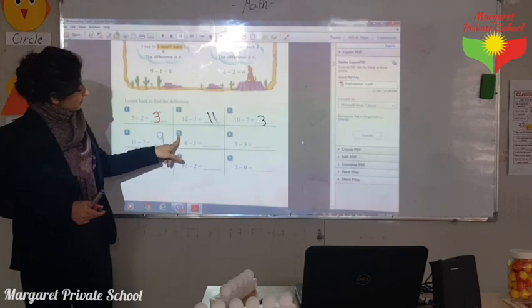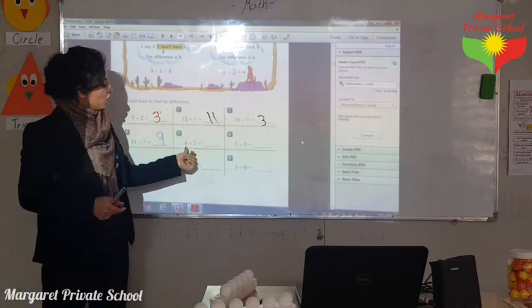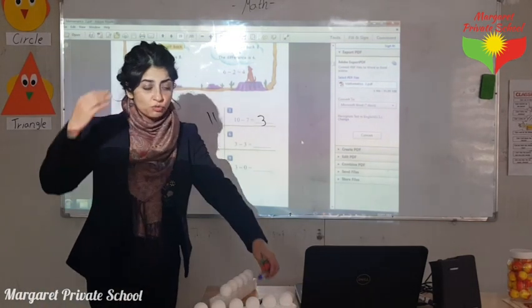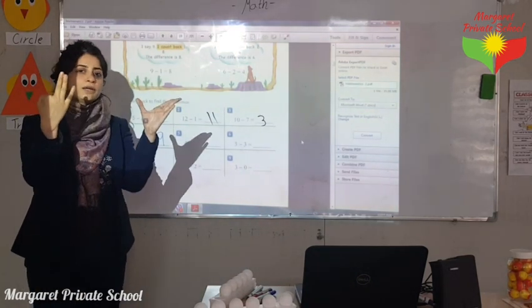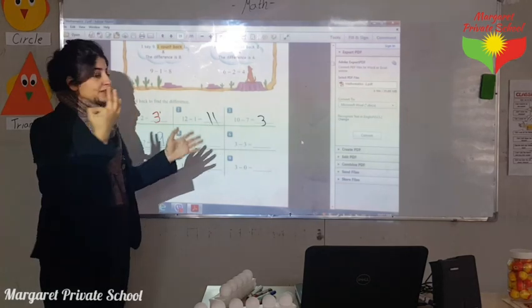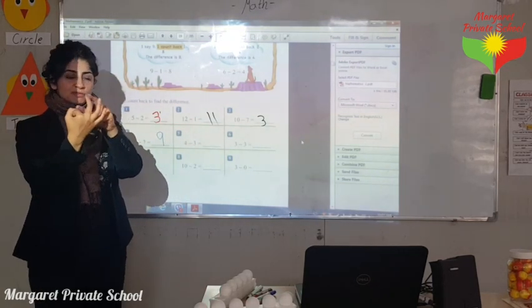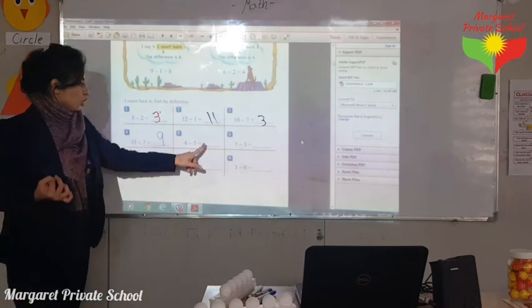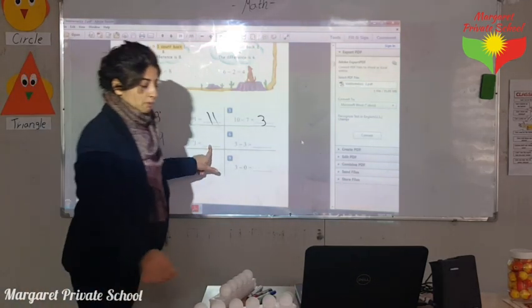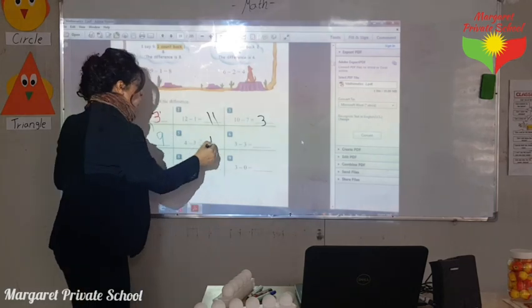We have the question number 5. 4 minus 3. 4 from brain and 3 from hand. Count back. Before number 4, we have 3, 2, 1. So 4 minus 3 equals 1.